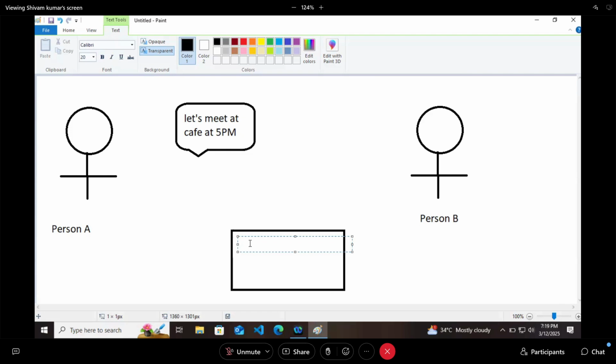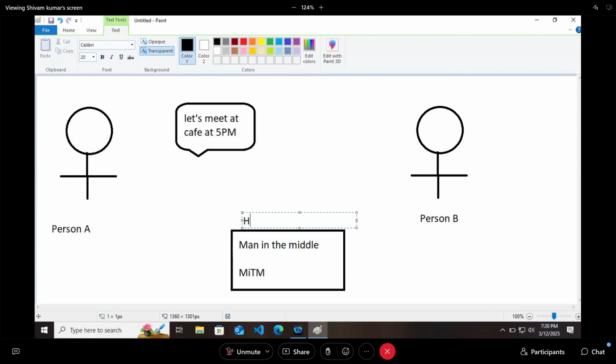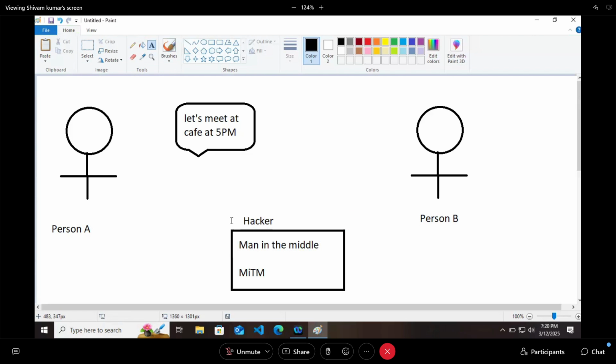Now let's say there is a person in between. We call that a man in the middle attack, generally MITM attack. Man in the middle. Now this person is nothing but a hacker, and he actually saw this message. I'm not talking about any security. There is no security. So person A sent a message to person B that let's meet at cafe at 5 p.m.